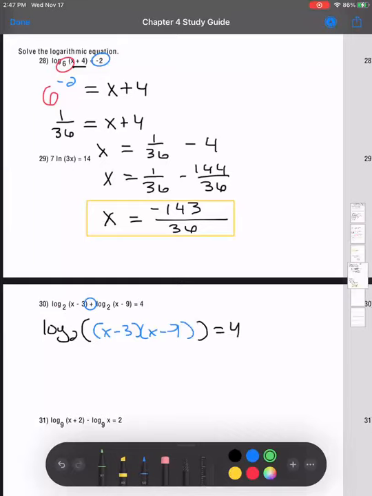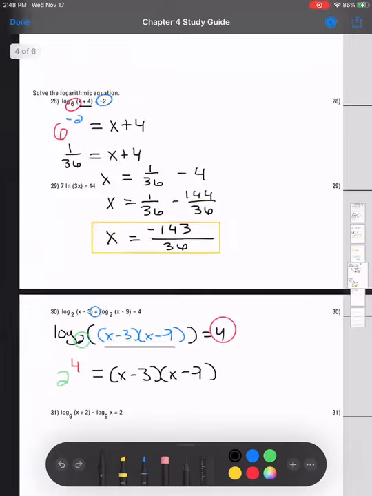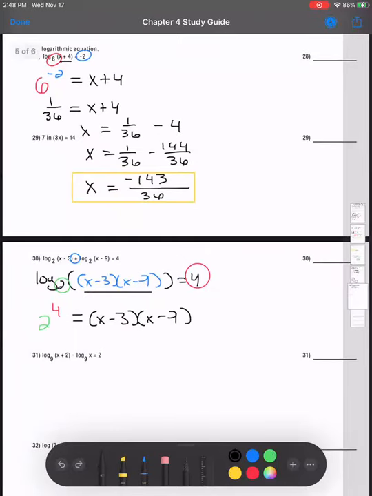So now we're going to get rid of the log by switching it to an exponent. The base for the exponent is going to be 2. So we have 2, and then it's raised to whatever is on the opposite side of the equal sign. So it's 4. So 2 to the power of 4 equals what's inside the log, that is x minus 3 and then x minus 9. Then from there, we're just going to expand the right side and raise the 2. So 2 to the power of 4 is 16.